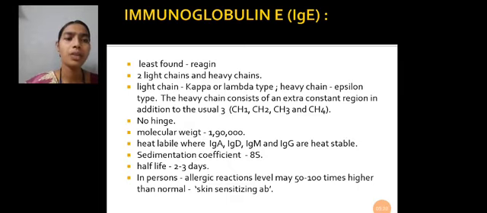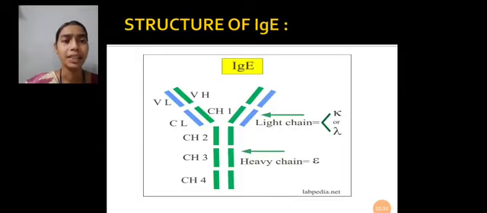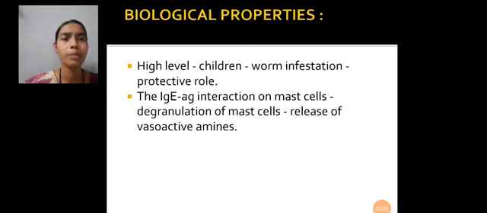Their sedimentation coefficient is 8s. Their half-life is 2 to 3 days. These act in persons with allergic reactions. Their levels may increase to 50 to 100 times. Then this is the structure of immunoglobulin type E, more or less similar to the type G.